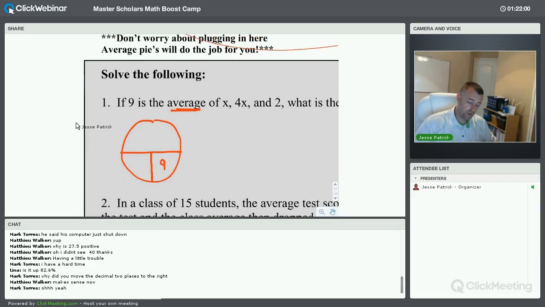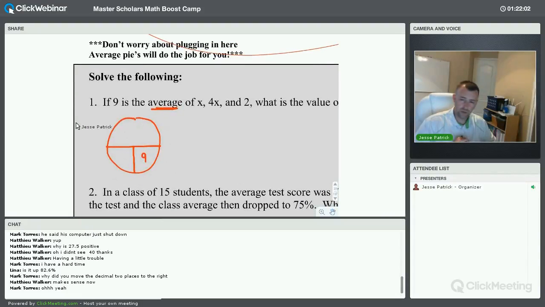Okay, now they're saying it's the average of what? x, 4x, and 2. That represents the number of things. x is a thing. 4x is a thing. 2 is a thing. There are 3 things. And here's what the average pie is going to give you: the sum of those 3 things is 27. This is useful because I can now do this. I can take these numbers, add them up, x plus 4x plus 2, and I know it equals 27.